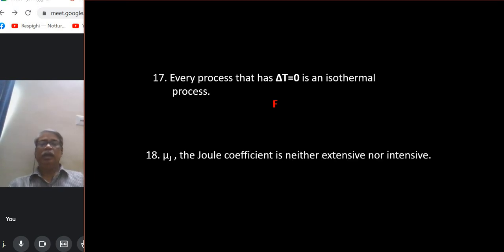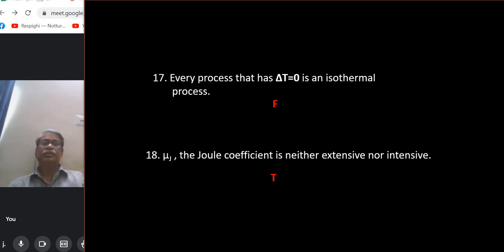Next question that I have already discussed, that Joule coefficient is neither extensive nor intensive. So go back to that slide if you want, giving pause at this moment, to see a detailed answer to this question, but that is very interesting.